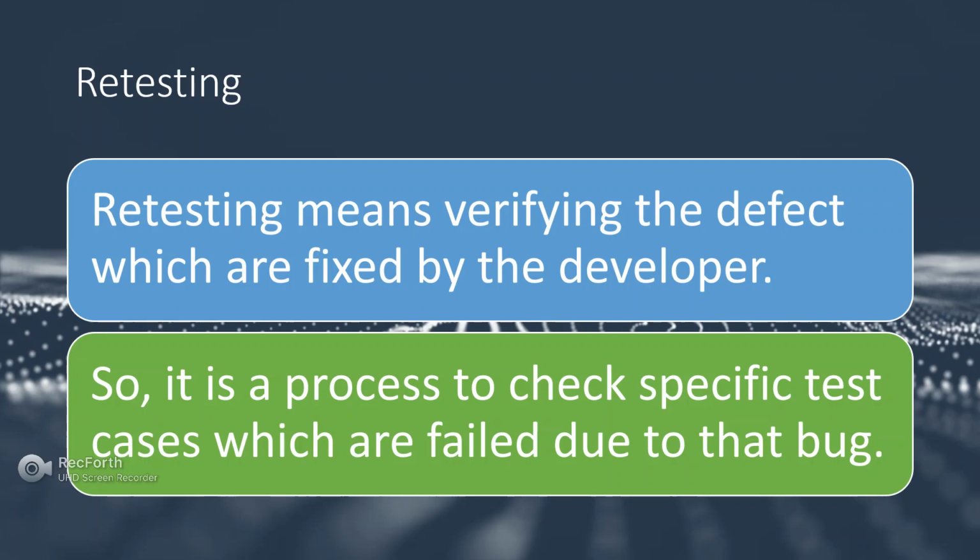Now, if you talk about retesting, on the other hand, retesting simply means if I logged one bug just now, due to some issue in the functionality, I'm going to retest it once it is fixed by the developer. So it is a process to check that specific test case which failed due to that bug. You are going to re-verify that bug and re-verify the test case which failed due to that bug. That's it. You are not going to check the impact. When we talk about the impact, then we are indirectly talking about regression.